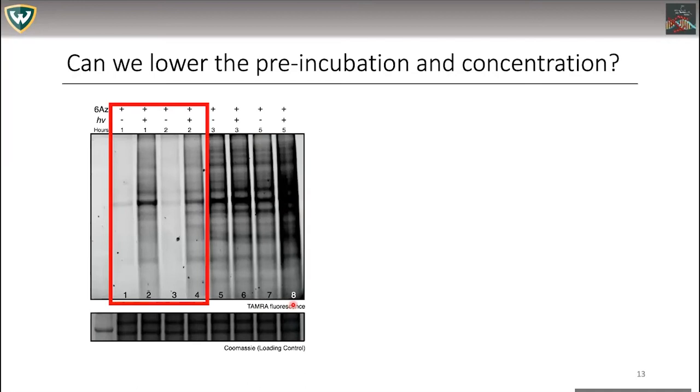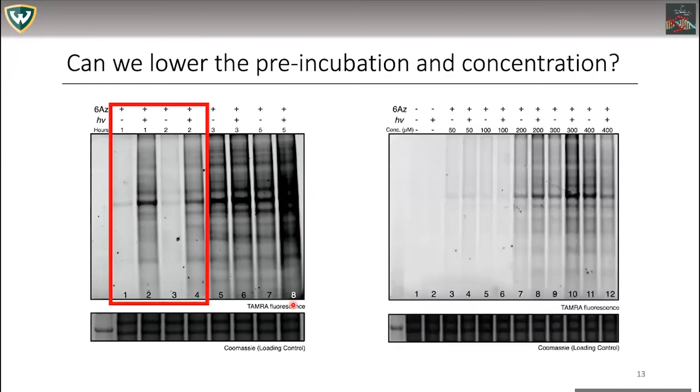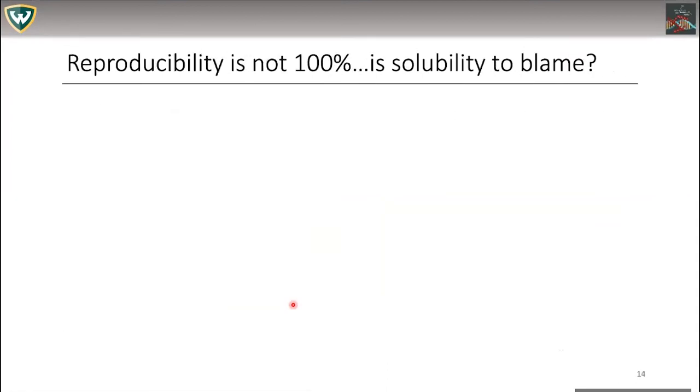We had been using 400 micromolar concentration. I just wanted to see if we could perhaps use less compound. From this experiment, it's a little hard to tell, but 300 micromolar seems like it will suffice, which saves us a little bit of compound, and in the long run saves you a lot of compound.